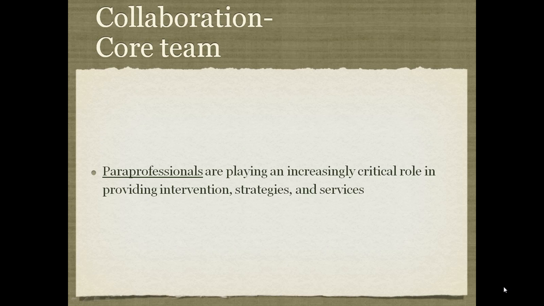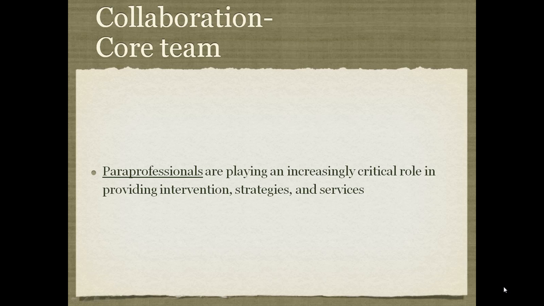Other team members, and these are the ones who tend to be the most forgotten from the collaboration standpoint, are the paraeducators. In my area, paraeducators are getting harder and harder to come by because districts are less and less willing to pay for them. But what we have this nasty tendency to do is to stick a paraeducator in a room with a student with autism and not give her any training or supervision and just expect her to fix the problem.